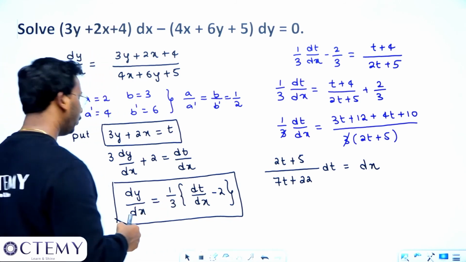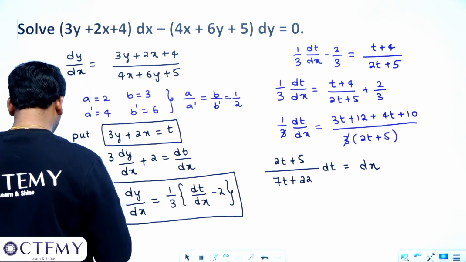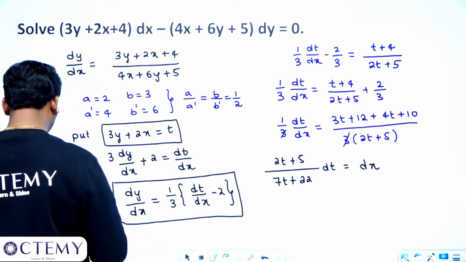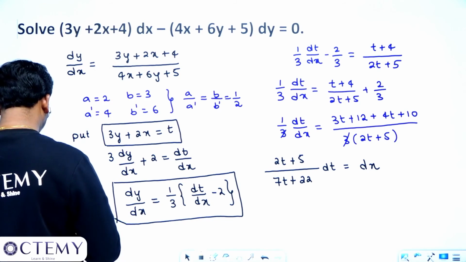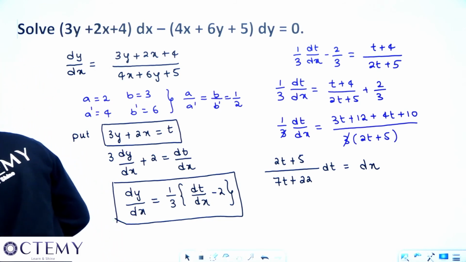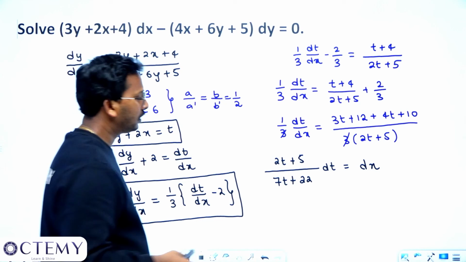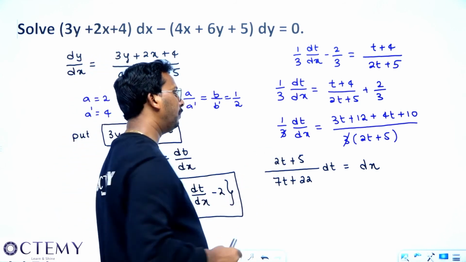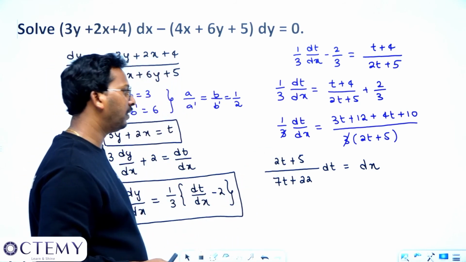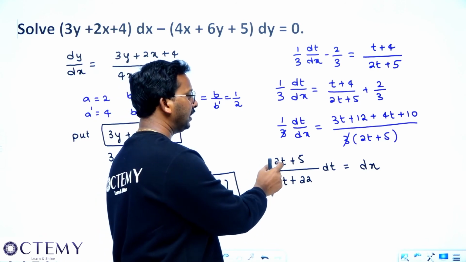So see how I am going to do it. This will become something like this, sir. If I solve this further, it will become like this. So see how can I solve this? Here what is there, sir? 7t plus 22 and 2t plus 5 is there. So I will have to write this as something.